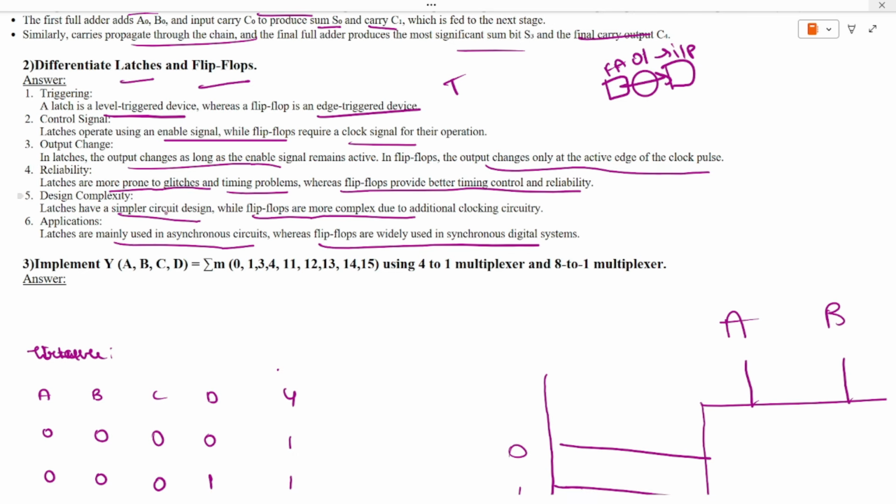Reliability means the latch is more prone to glitches and timing problems. Here the flip-flop has better timing control and reliability. Here it is a simple circuit diagram. Here it is more complex, and that is due to clock circuitry. And the next is asynchronous circuits for the latch, and synchronous circuits for the flip-flop. Okay now, I hope you are clear with this.